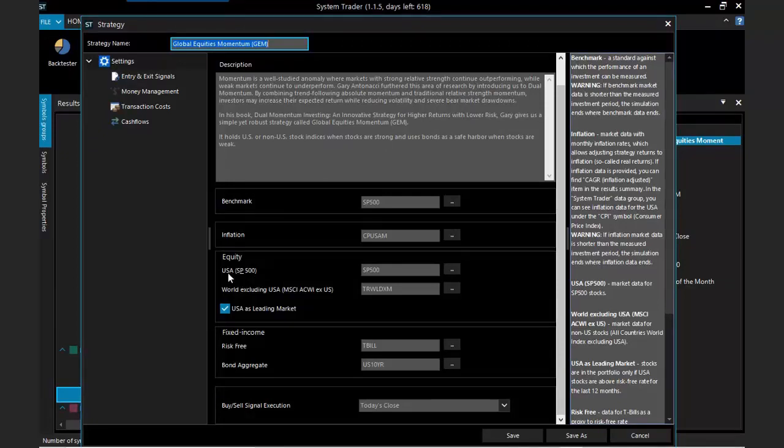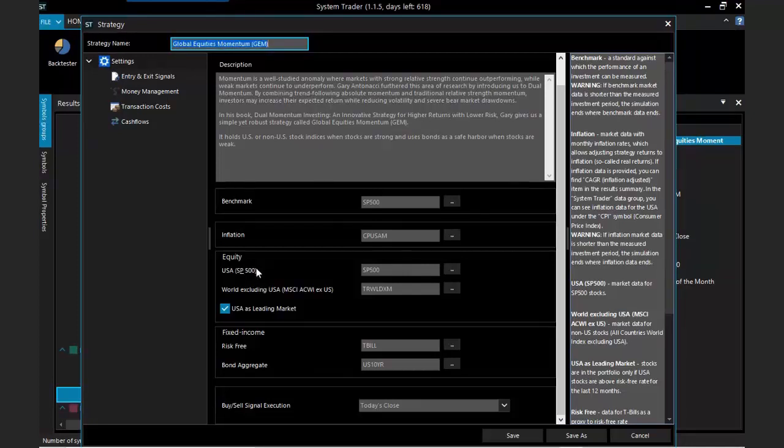So we are holding either the S&P 500 stocks in our portfolio, or we are holding world excluding USA, the so-called MSCI All Country World Index excluding USA. And we are comparing these two indices. If over the last 12 months one of these indices is stronger than the other, then we are holding that stronger index in our portfolio.